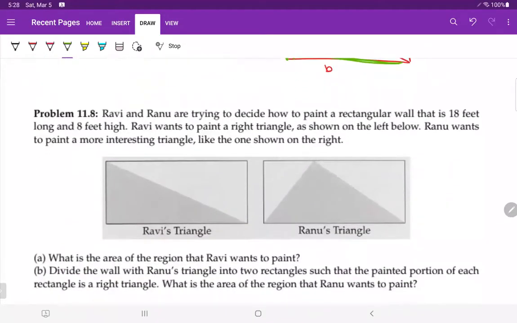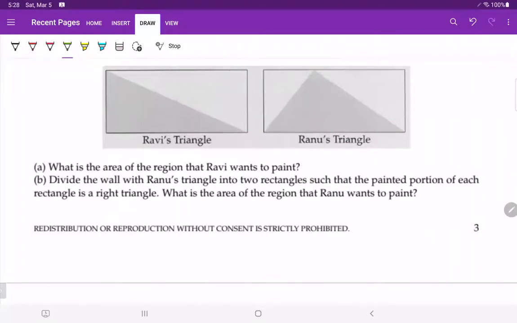Ravi and Ranu are trying to decide how to paint a rectangular wall that is 18 feet long and 8 feet high. Ravi wants to paint a right triangle, as shown on the left. Ranu wants to paint a more interesting triangle, like the one shown on the right. What is the area that Ravi wants to paint?